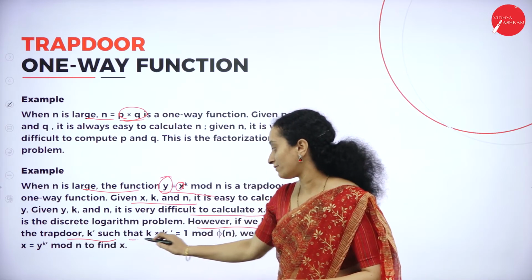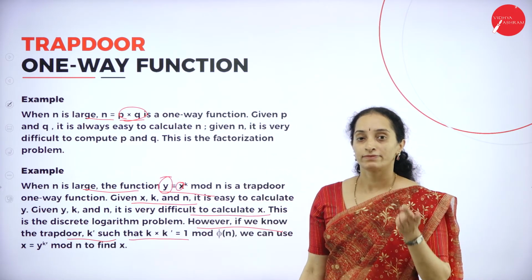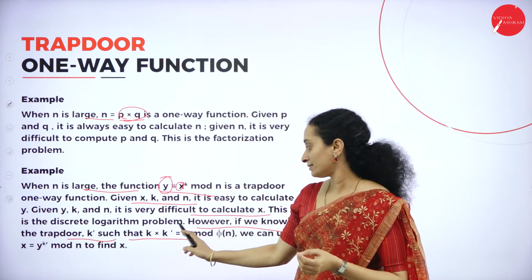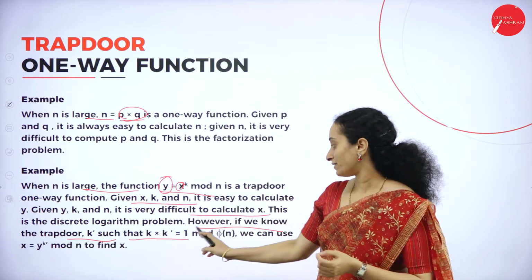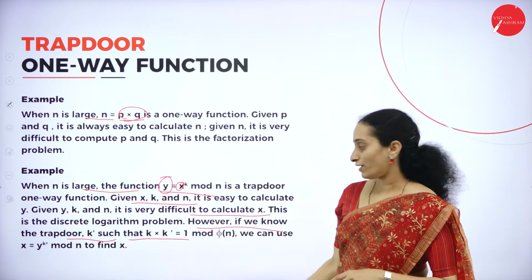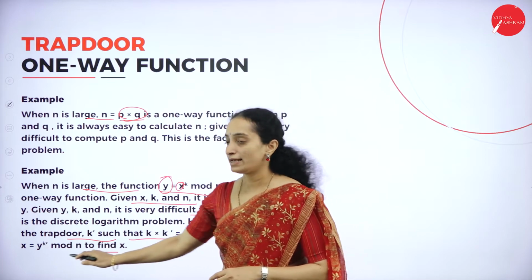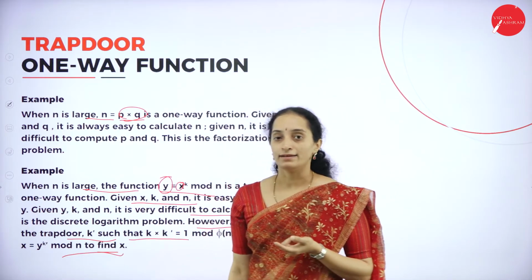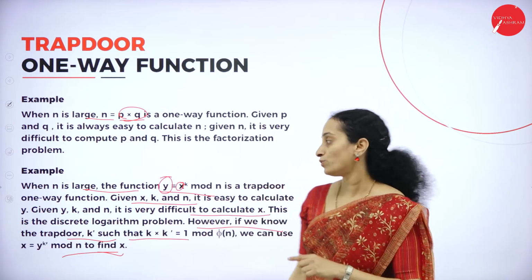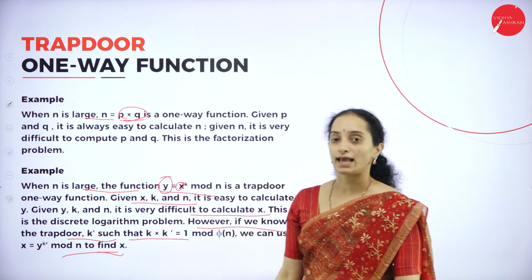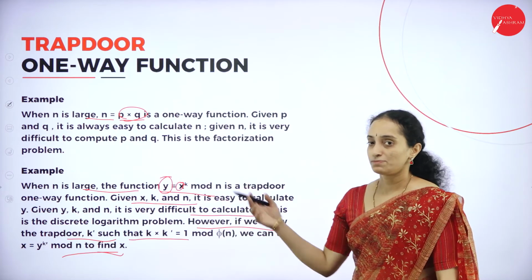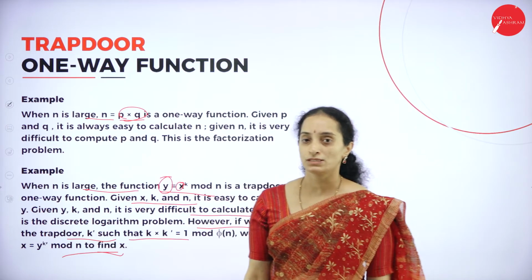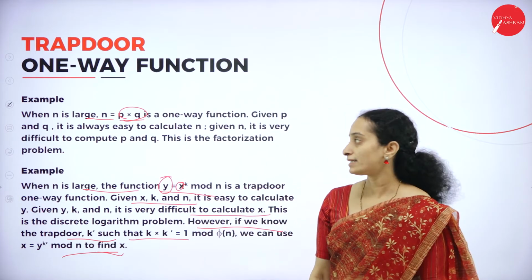If you know x inverse, such that k multiplied with k inverse gives 1 mod phi of n, we can use x equals y to the power of k inverse mod n to calculate x. Only when you know the inverse of the key can you calculate x. Otherwise, it is difficult. So usually a one-way function is used in asymmetric key cryptography.